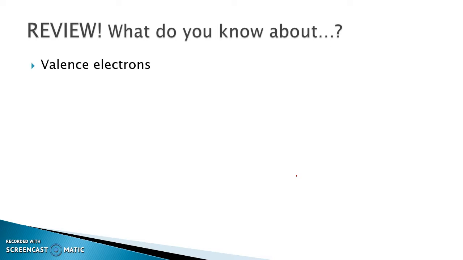Again, we just talked about valence electrons, but hopefully you have written down somewhere that these are the electrons in the highest energy level. Which means, if we think about where our energy levels are, they're on the outside, meaning that they're the easiest to get to.